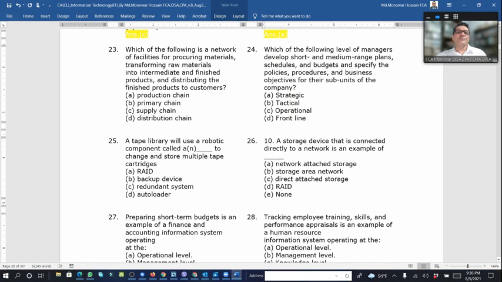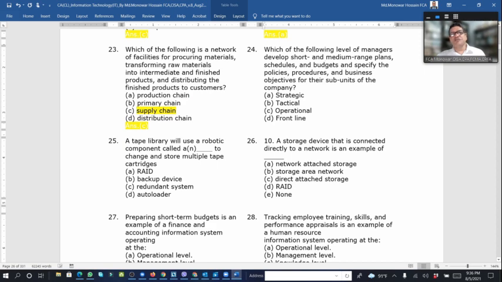Look here, 23. Which of the following is a network of facilities and procedures that transforms raw material into intermediate and finished product and distributes the finished product to the customer? So this is the chain, supply chain. That means raw material to intermediate, then finished goods to the customer. Here the options are production chain, primary chain, supply chain, distribution chain. Supply chain. Yes, supply chain.